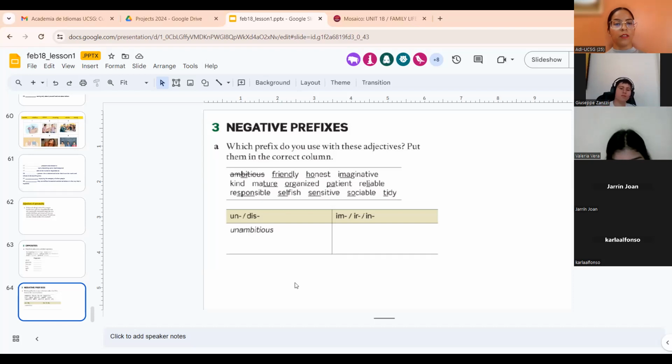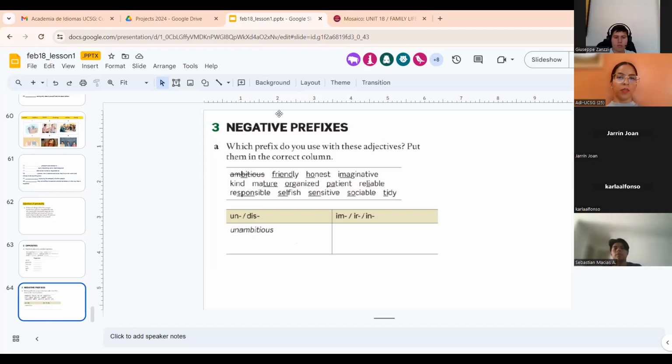Okay, let's check. So in the first column, we have un. Unambitious. Giuseppe, can you please tell me all the words that you have with the negative prefix? Impatient, unreliable. Wait. Untidy. You have unreliable. Yes, okay, unreliable. Continue. Untidy, okay. Yes, and that's it, I think.